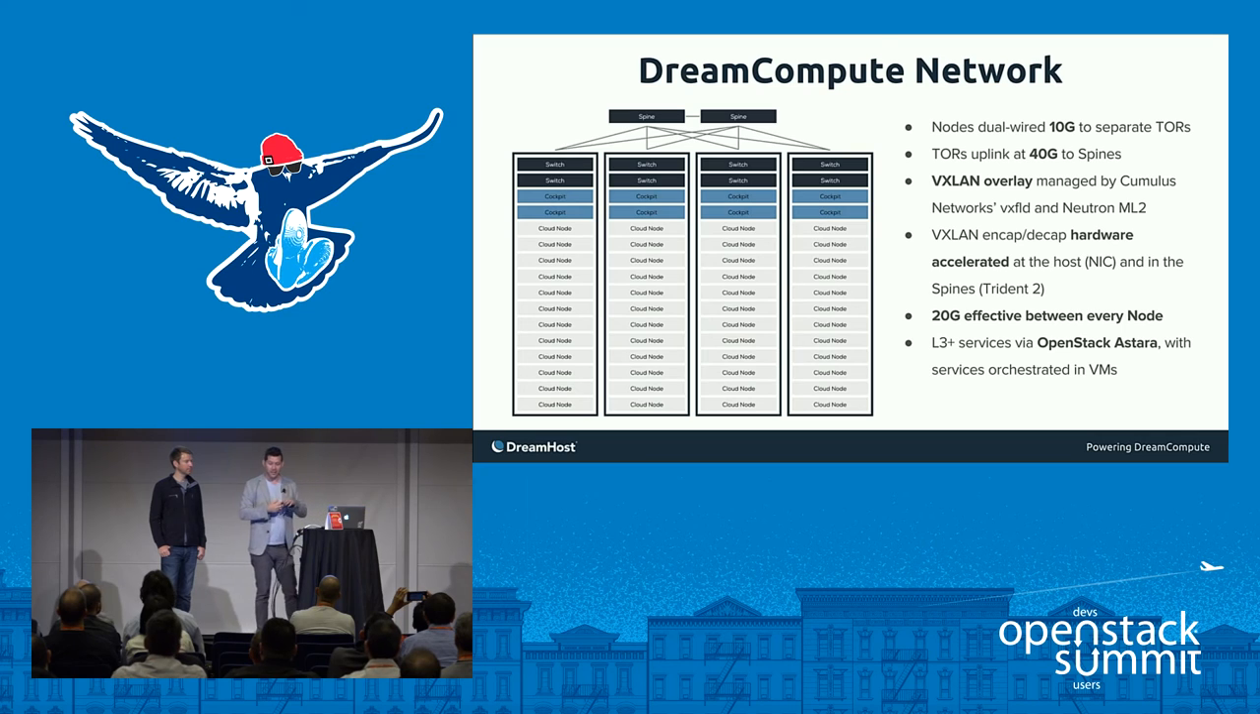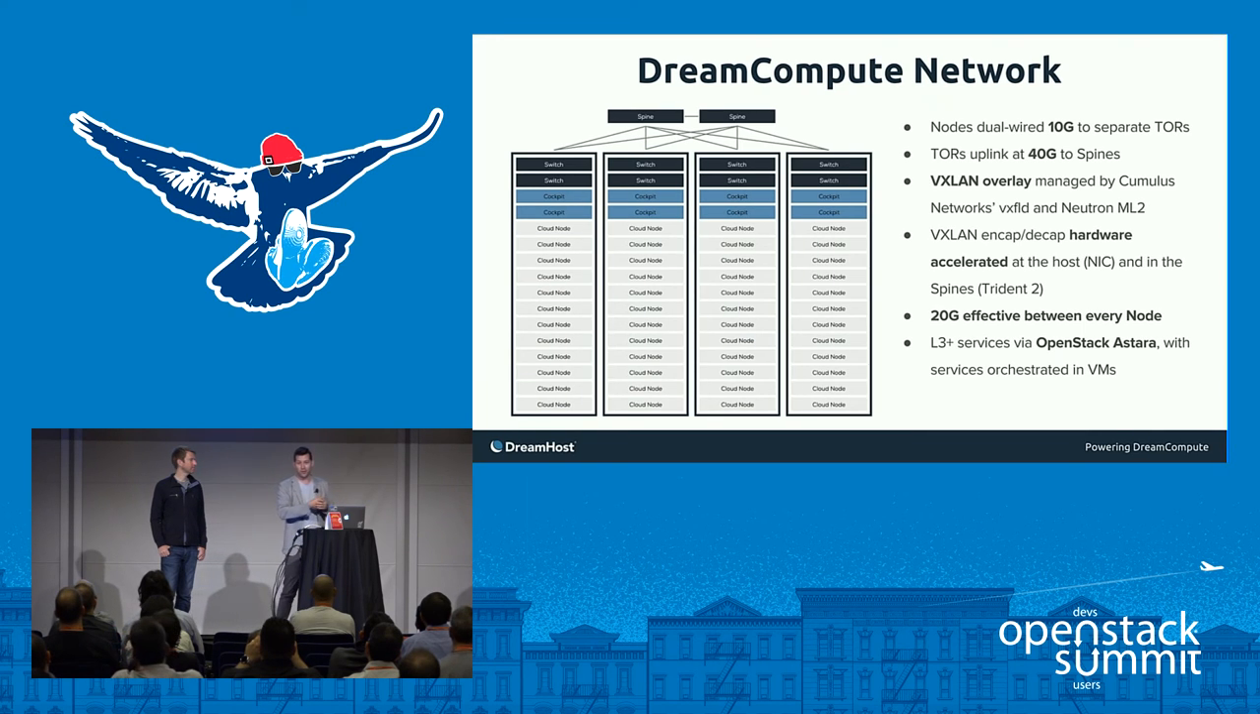The VXLAN overlay, as we mentioned, is Cumulus Networks VXFLD and Neutron just ML2, and all of the ENCAP and DECAP is hardware accelerated at the host and in the spines, and you get 20 gig effective between every node in the cloud. So if you have a VM anywhere in the cloud, you can get 20 gig effective to any other VM, if we give it to you. Which we don't generally, but we can. We were using L3 services via OpenStack Astara. As I mentioned, we've moved to DVR now.